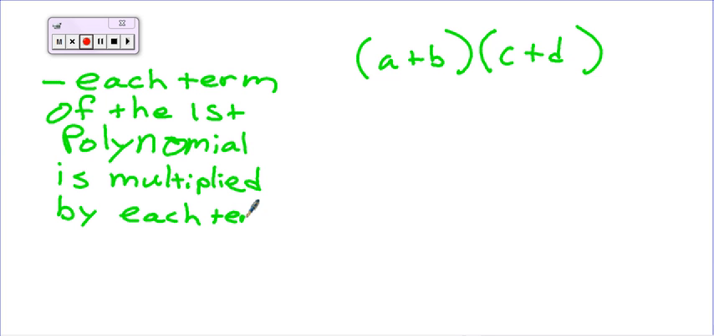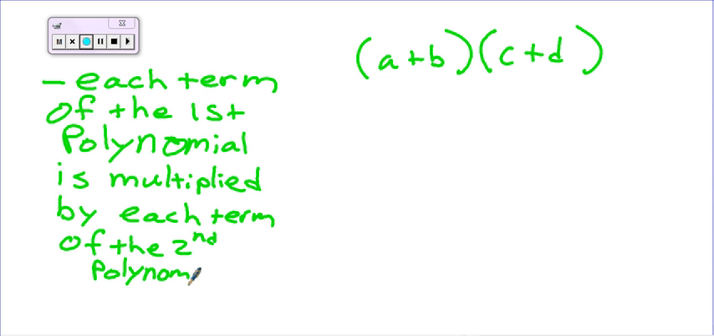by each term of the second polynomial. So each term of the first polynomial is multiplied by each term of the second polynomial. When you're done, you add like terms, if you can. You may or may not have like terms when you do that. All right, so far so good.